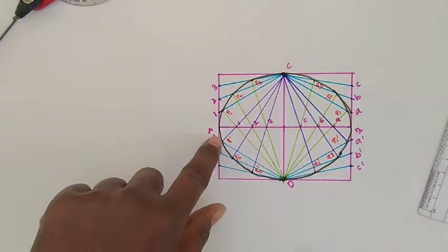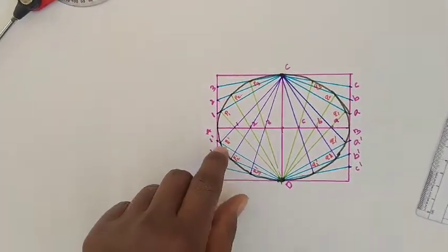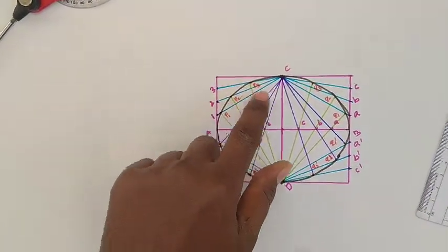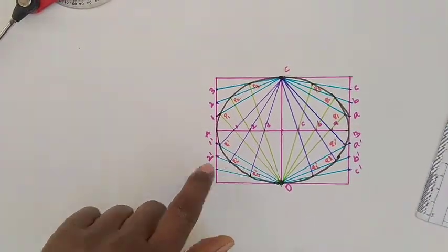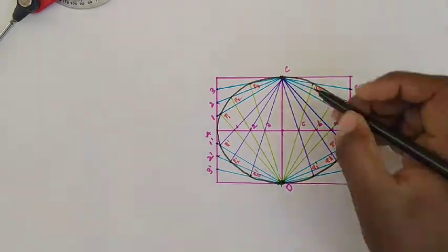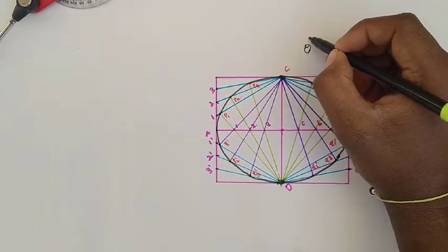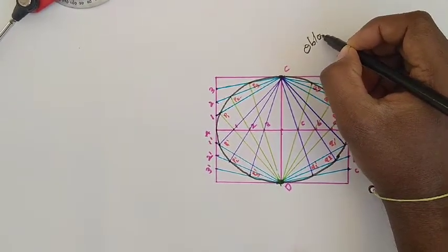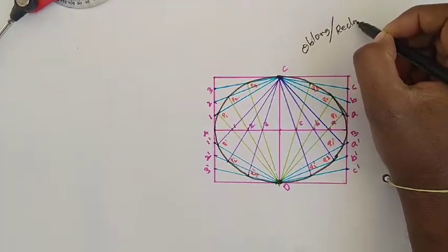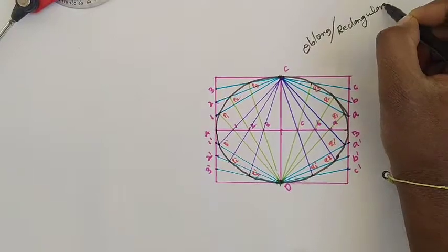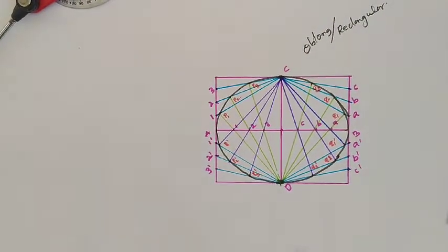When we draw a curve passing through these intersection points, we will get the required ellipse through the oblong method. This is the oblong or rectangular ellipse.